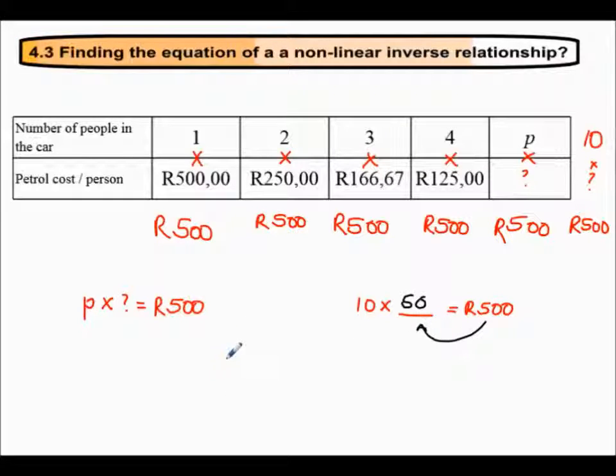So the equation of an inverse relationship would be: you take your product, which is 500 Rand, divided by the number of people, and that would equal the cost. So the cost equals the total amount, 500 Rand, divided by the number of people. So 500 Rand divided by 1 would give 500 Rand. If I had 500 Rand divided by 4 people, each would pay 125. So that would be the equation for an inverse proportion relationship.